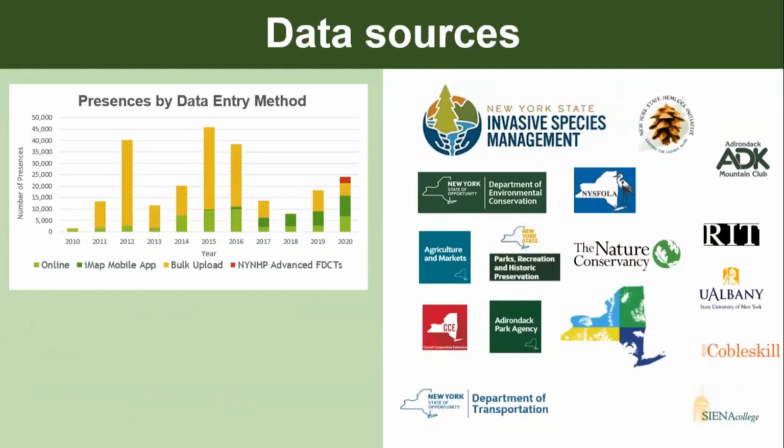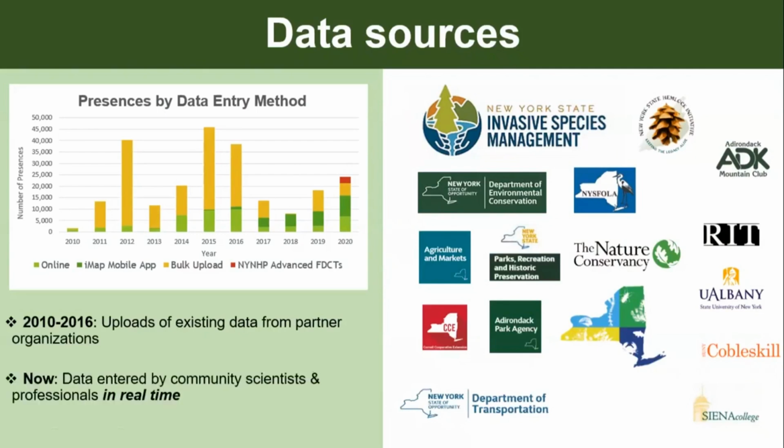And so iMap is the official database for New York State. Data comes in a lot of different ways. In the past, a lot of it came in from partner organizations who had been collecting data since before iMap existed. But now one of our most important data sources is live data coming in real time from partner organizations. And also community scientists, like many of the people on this call. So we thank everyone who submits data to our database because that's what keeps the database up to date and accurate.